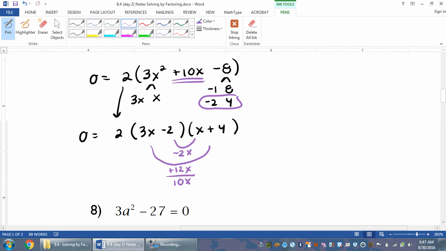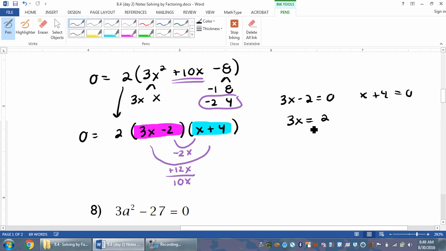From here, we're going to set 3x minus 2 equals 0 and x plus 4 equals 0. And don't forget, we're going to ignore the 2 out front because there's no variable attached to it. Anytime there's just an integer or a constant, we just ignore it. So I'm going to set 3x minus 2 equal to 0, x plus 4 equal to 0. We're going to add 2, then divide by 3, so x is equal to 2/3. Here you must subtract 4 from both sides, x equals negative 4. I get the solutions here are negative 4 and 2/3.